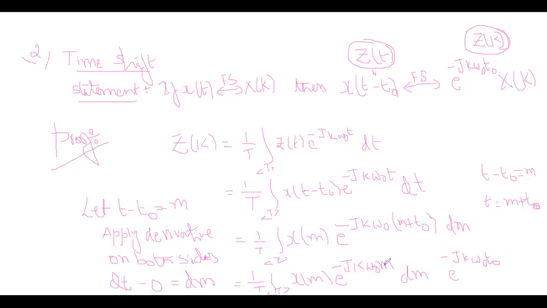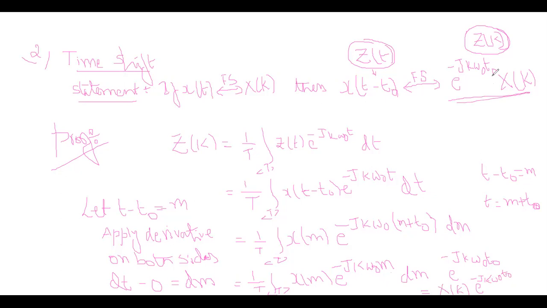Instead of t here, the variable is m, and x of m here, so you can write it as x of k into e power minus jk omega naught t naught. So this is the same thing you have to prove: x of k e power minus jk omega naught into t naught, my dear students.